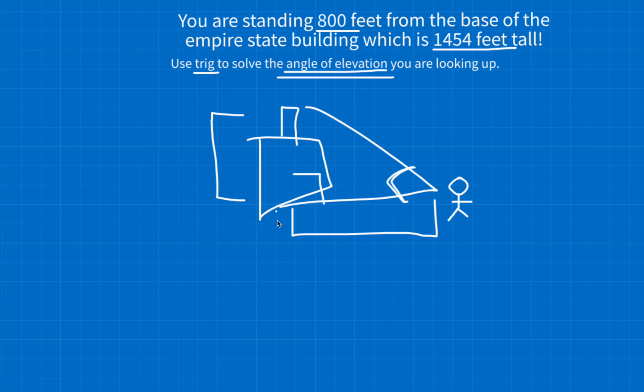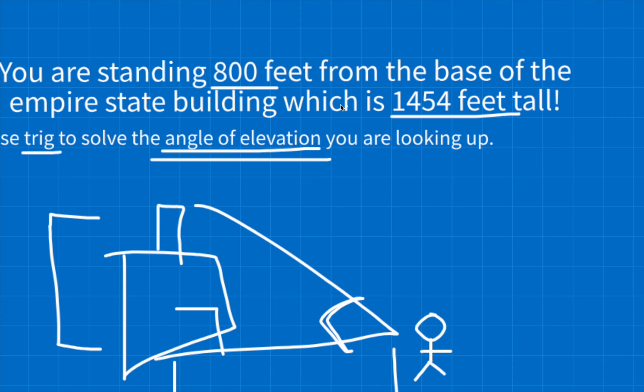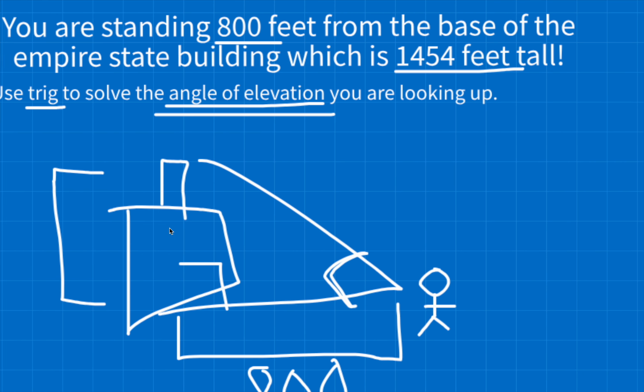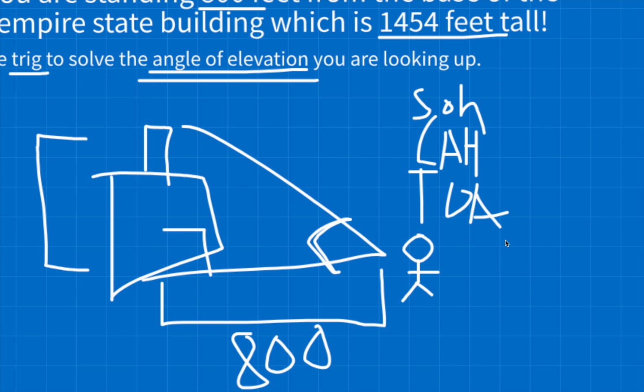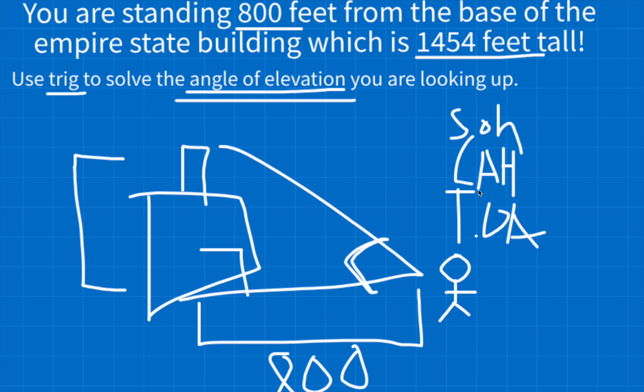So what are the base and the side of this triangle? This side of the triangle is 800 feet and this other side is 1,454 feet tall, which is the height of the Empire State Building. And so we can use SOHCAHTOA to find how this angle would be expressed.